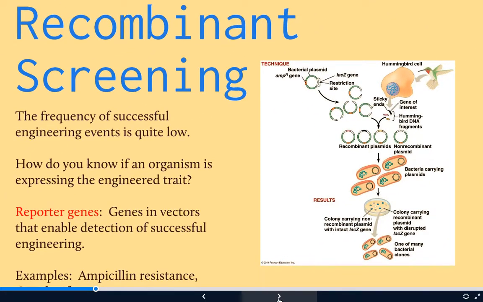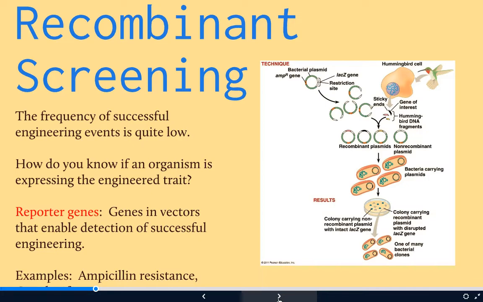All right, let's look at that recombinant screening, what this means. So the frequency of successful engineering events can be low. And how do you know if that bacterial cell is actually expressing the engineered trait that you want it to? And so what you need is you have to have some reporter genes. These are genes in the vectors, like a plasmid, that enable detection of successful engineering. And a good example of this is ampicillin resistance.